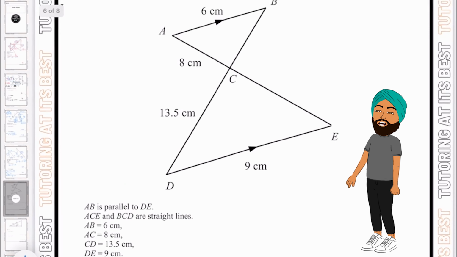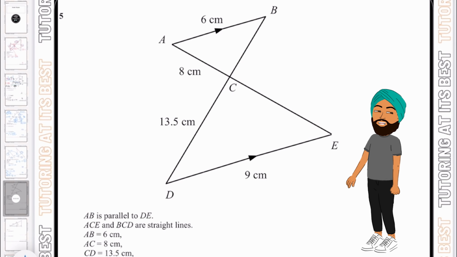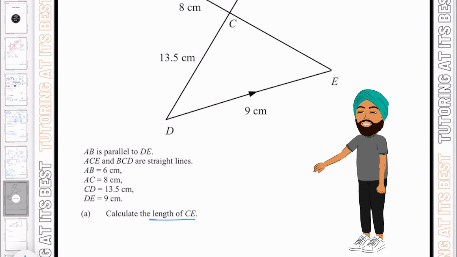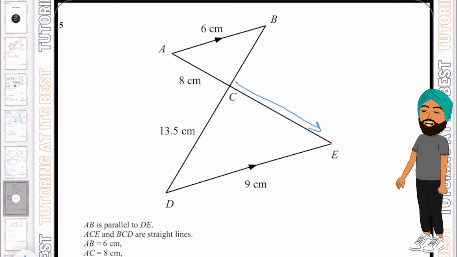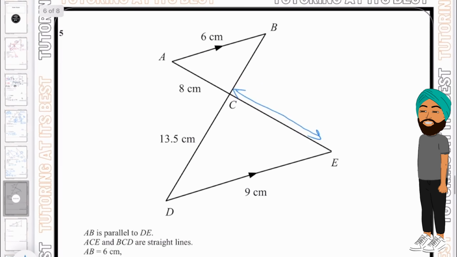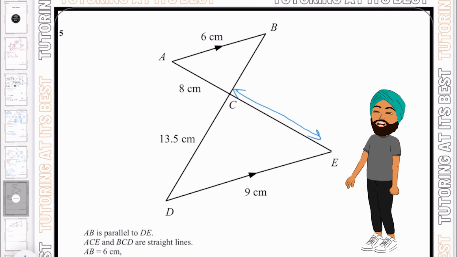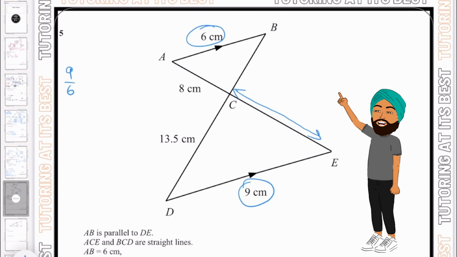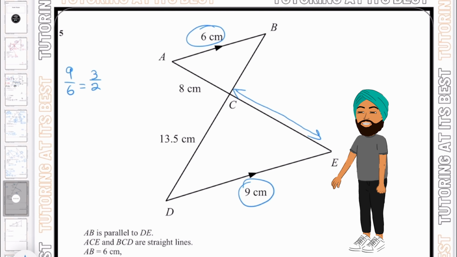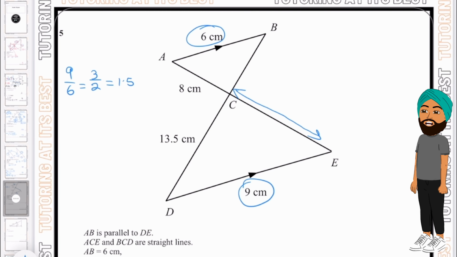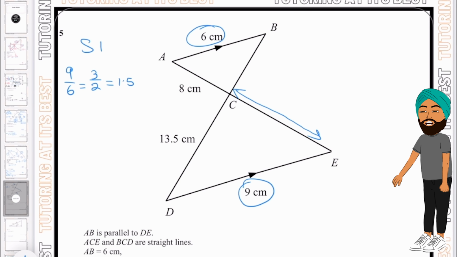We've now been given 2 triangles and a set of measurements, and we need to calculate the length of CE. So that is this length here. So what's the first thing we're going to do? Well, we're going to split up the triangles, and so we'll have our smaller triangle and our larger triangle. As you can see, we have 6 at the bottom here and 9 over here. So again, we need to have 9/6, which can be seen as 3/2 and 1.5. Now we know that is our scale factor.